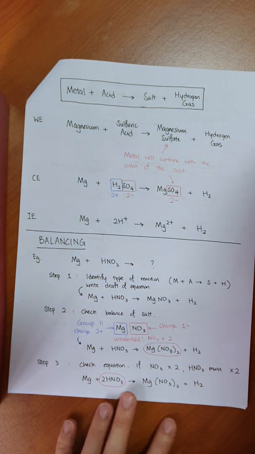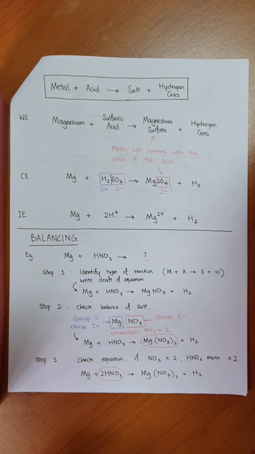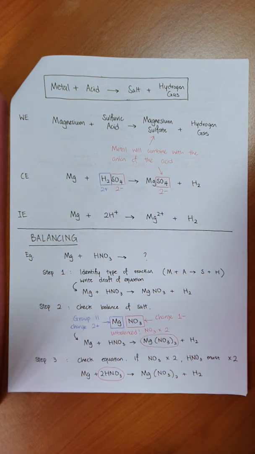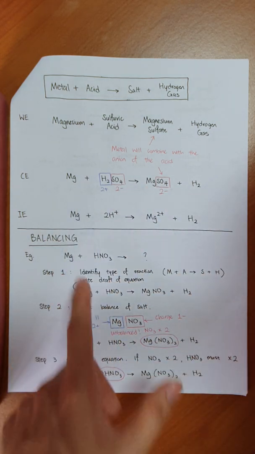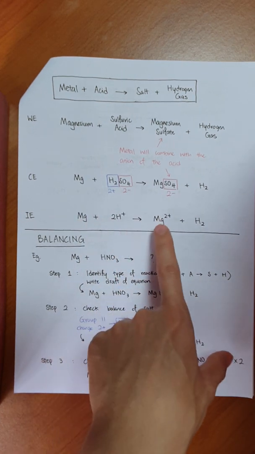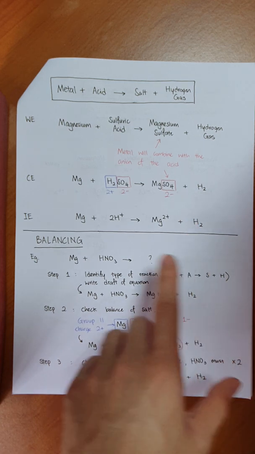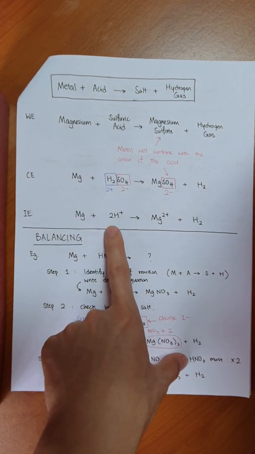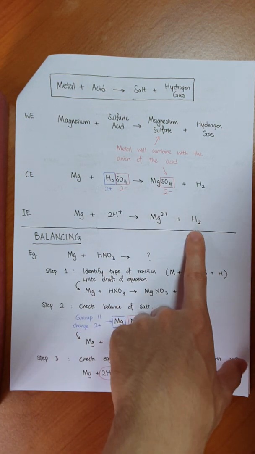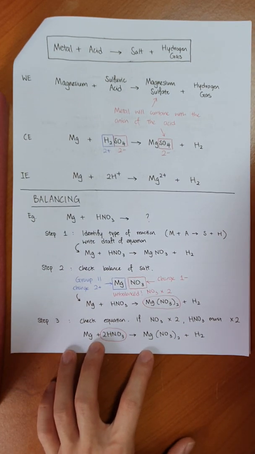Okay, if it's in group 1, the charge will be 1 plus. And if it's in group 3 like aluminium, it will be 3 plus. Simple. And then the ionic equation is really simple. It's pretty much standard. It depends on your type of metal plus hydrogen ions, giving you a metal ion plus hydrogen gas. So metal atom plus hydrogen ion equals metal ion plus hydrogen gas. Standard stuff.